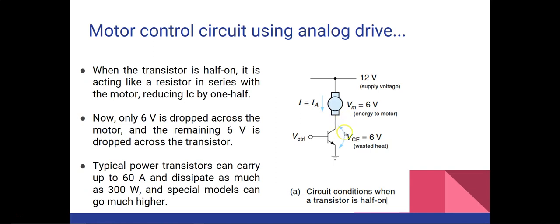So if the current is 1 ampere, because current has reduced by half, then what will be the power dissipated by this transistor? The power dissipated by this transistor is going to be 6 watt. So this is the voltage. If you apply it into the power equation, P equals VI, voltage is 6 volts and current is 1 ampere. So that will produce 6 watt. That 6 watt of power is actually wasted in the form of heat, and the motor is only receiving 6 volts. So that's how this class A amplifier is very inefficient when it is used in a driving control circuit.